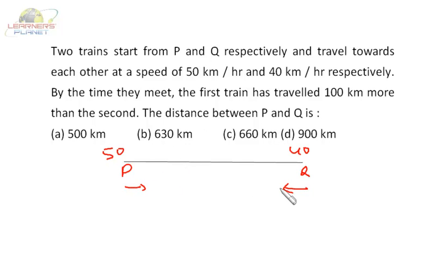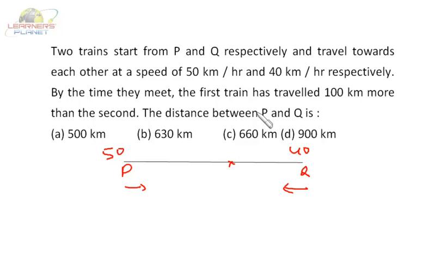Now, since they are moving towards each other, in 1 hour they will be getting closer by 90 km, that is 50 km this train is running, and 40 km/h this train is running. So in 1 hour both of them will together run 90 km. Now friends, suppose they are meeting somewhere here. By the time they meet, the first train has traveled 100 km more than the second.